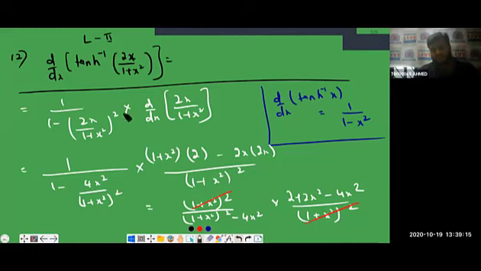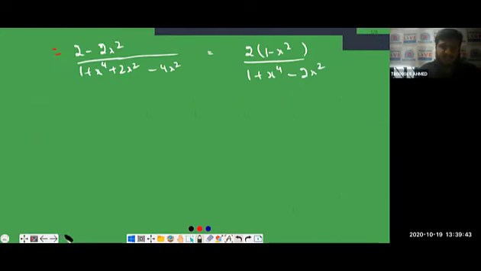You can see this one more time. d by dx of tan h inverse of x is 1 by 1 minus x square. In place of x, I have 2x by 1 plus x square, into d by dx of 2x by 1 plus x square. Here I am supposed to use the quotient rule. Same denominator, differentiation of numerator, and same numerator, differentiation of denominator: 2 plus 2x square minus 4x square. 2x square minus 4x square is minus 2x square. Here after taking LCM, I have simplified it: 1 plus x square whole square minus 4x square. So 1 plus x square whole square is 1 plus x power 4 plus 2x square, and 2x square minus 4x square is minus 2x square. 1 plus x power 4 remains as it is.